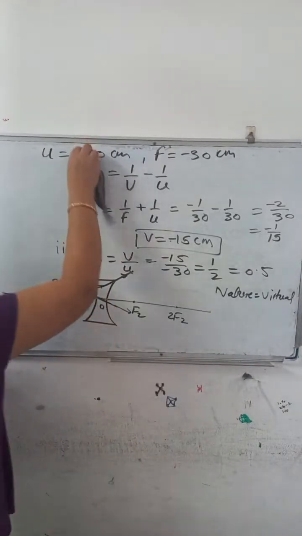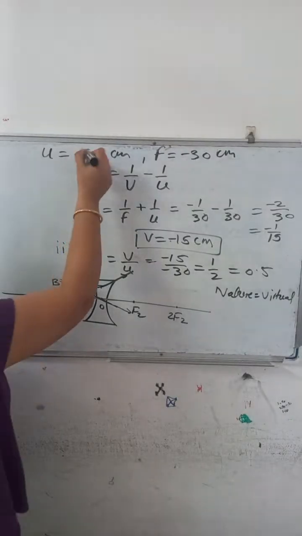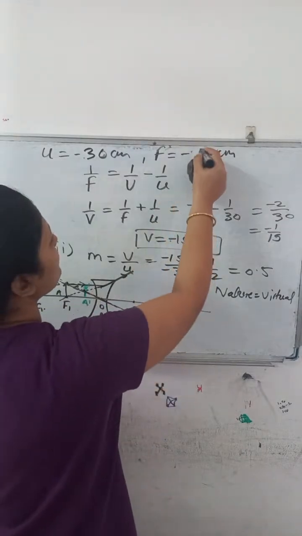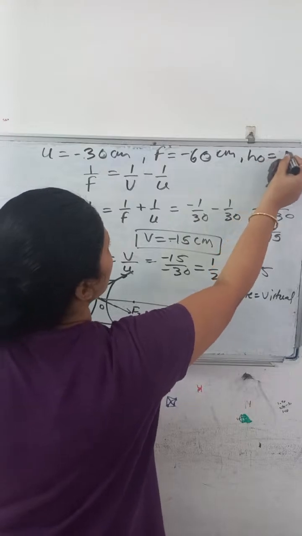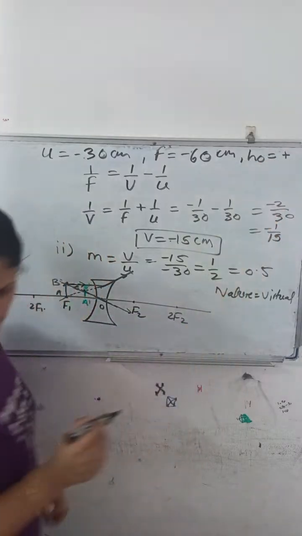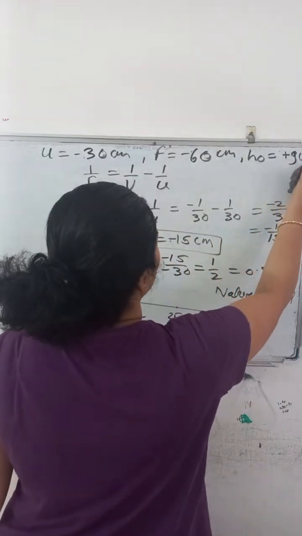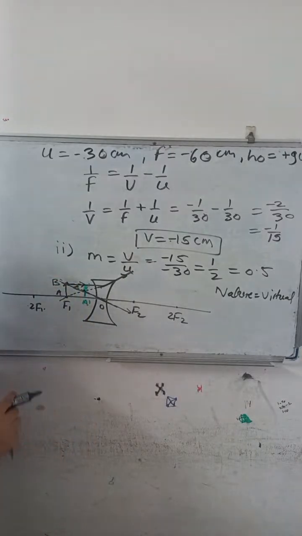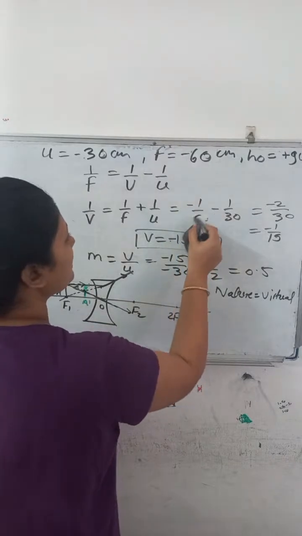Okay, so here u is given how much? u is minus 30 only, no need to erase. So u is here minus 30. Focal length has changed, that is minus 60, and ho, the object height, is given here plus 9 I think, correct? So 9 centimeter on the principal axis. So this is the lens formula. So v only we have to calculate. Focal length is nothing but here minus 60.